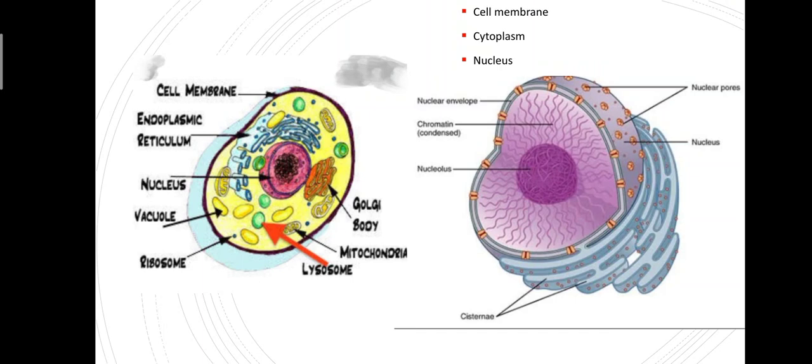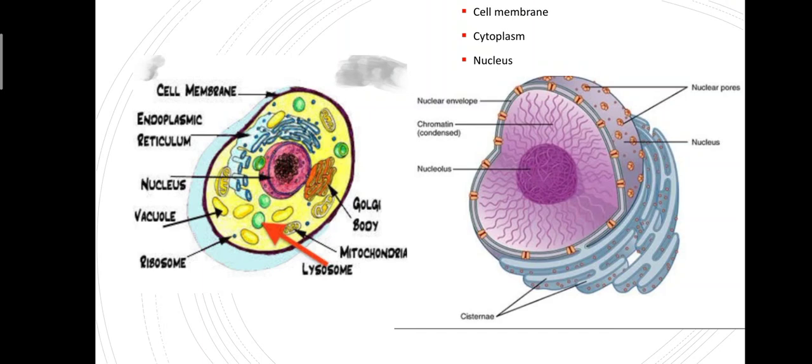In animal cells, the nucleus lies at the center of the cell, whereas in plant cells, it is present at the corner of the cell because of the presence of a large vacuole. Now, what is a large vacuole? We will discuss the large vacuole later.